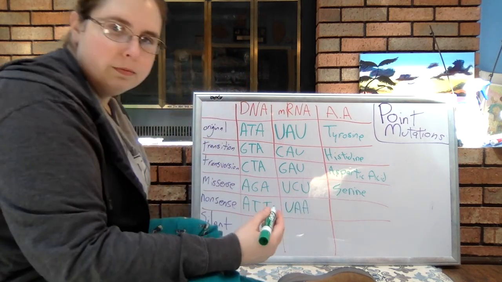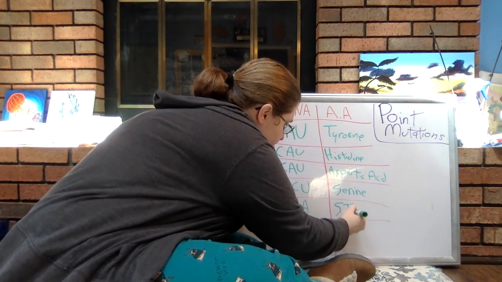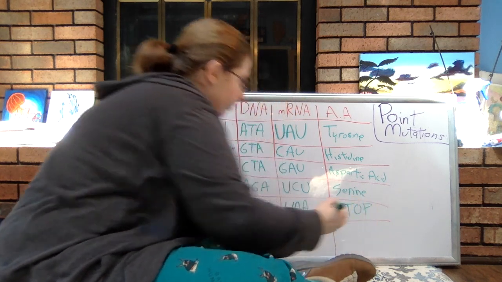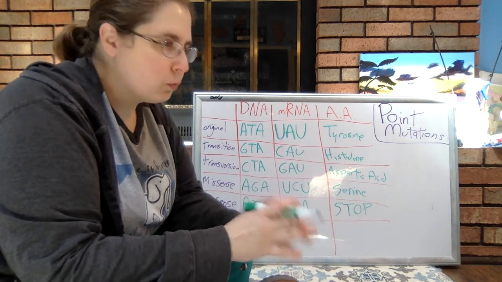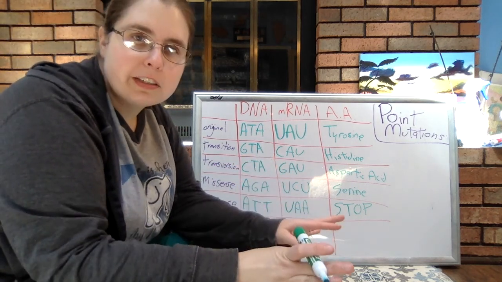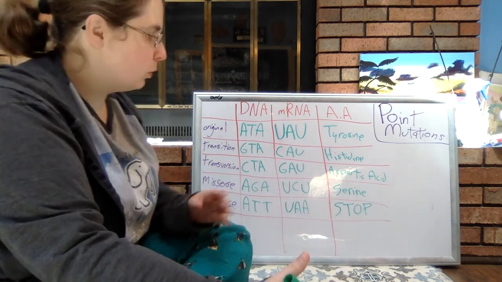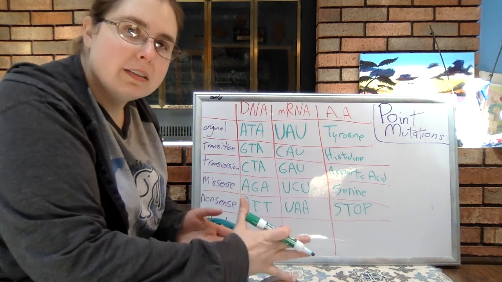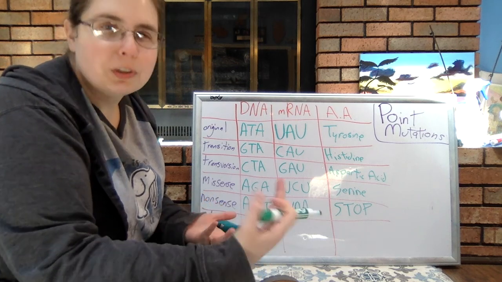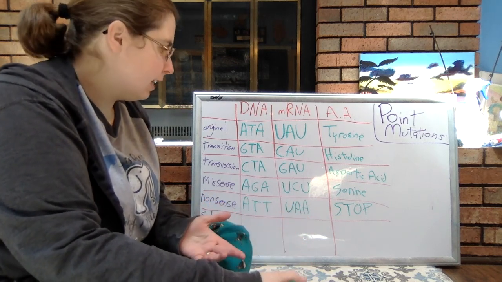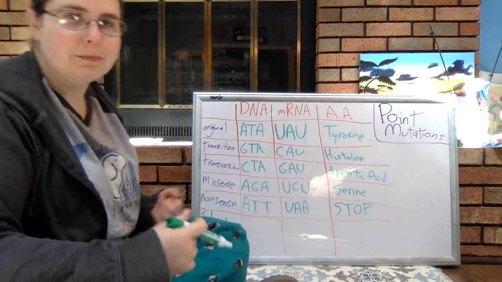UAA. And when that gets translated, that's a stop codon. So that means that this is going to tell the ribosome, the tRNA, that nothing else needs to get added, and anything else beyond this point isn't going to be added on. So this could actually shorten the DNA, or sorry, the gene. And, well, not the gene, but it shortens the protein. And that can have big effects on how well the protein would function, or even if it functions at all.